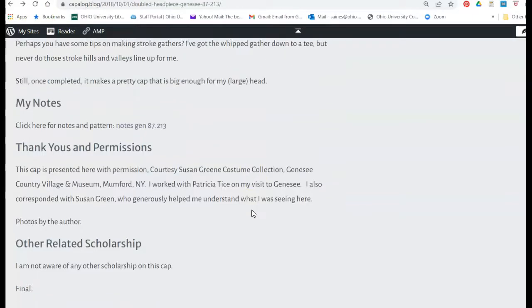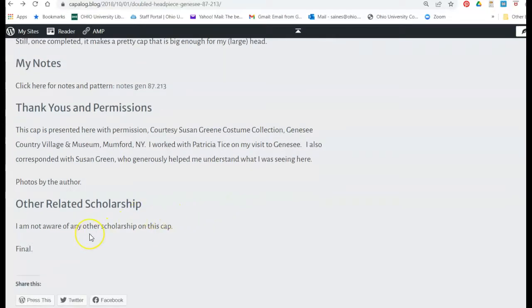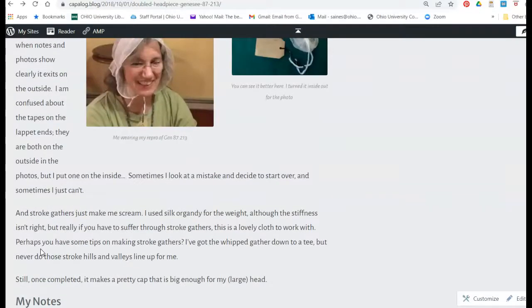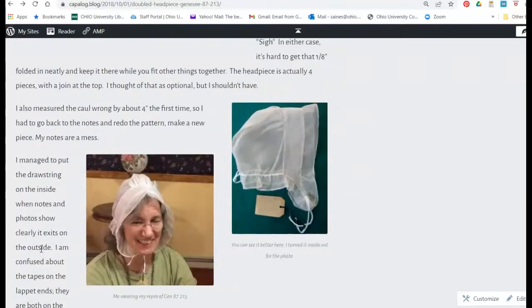I take a minute to thank the curators and volunteers who helped me every place I went. And I note if there is any other scholarship. You'll notice here this says final. That means that after version 2, 3, and 4 of this particular post, I am satisfied that this is as exact and accurate as I can make it.